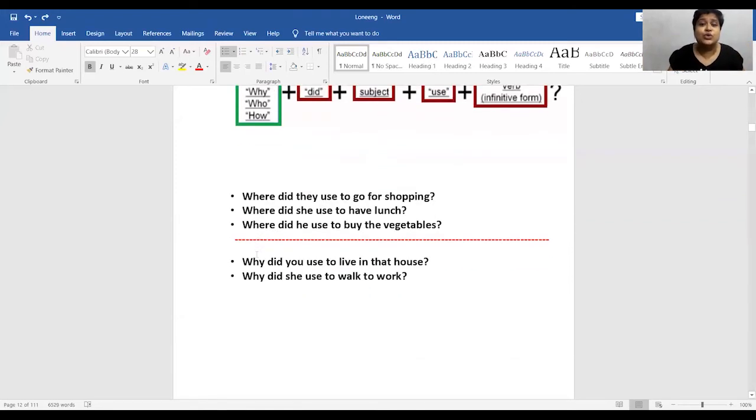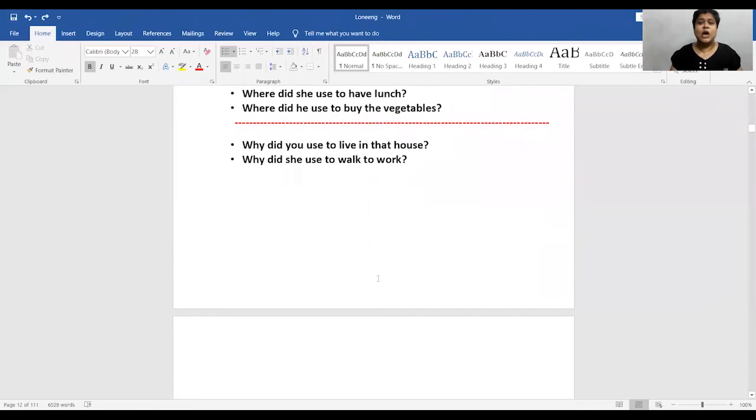Where did they used to go for shopping? Where did she used to have lunch? Where did he used to buy vegetables? Which means that they used to do shopping at a particular place, or she used to have lunch at a particular place and they're just wanting to find out where. Okay? Where is it that she used to do these things? All right? The next set is, where did you used to live in that house?